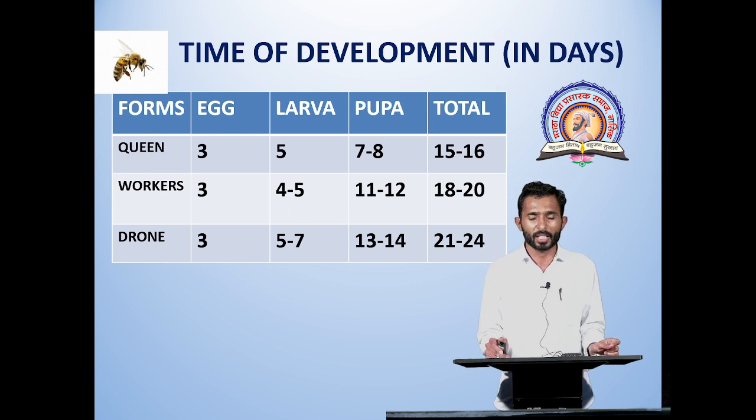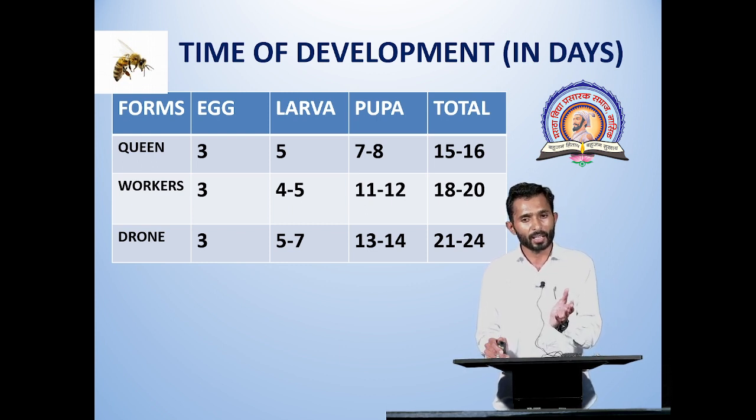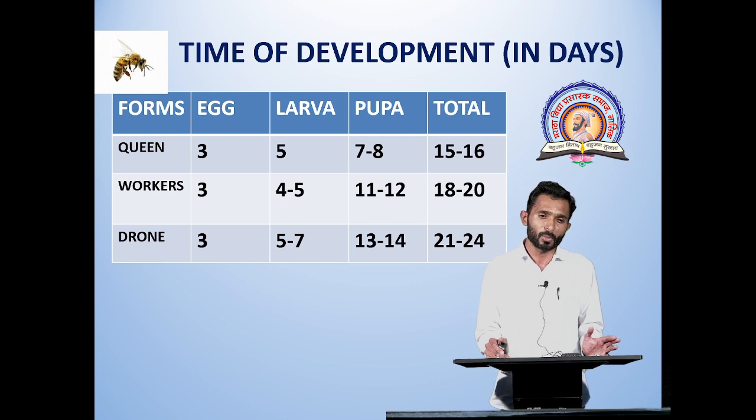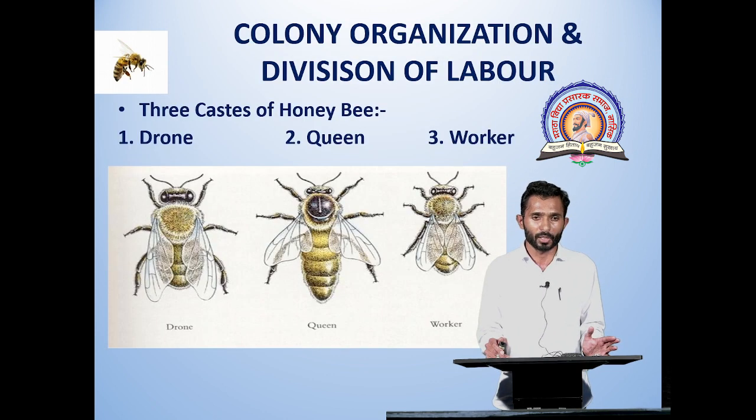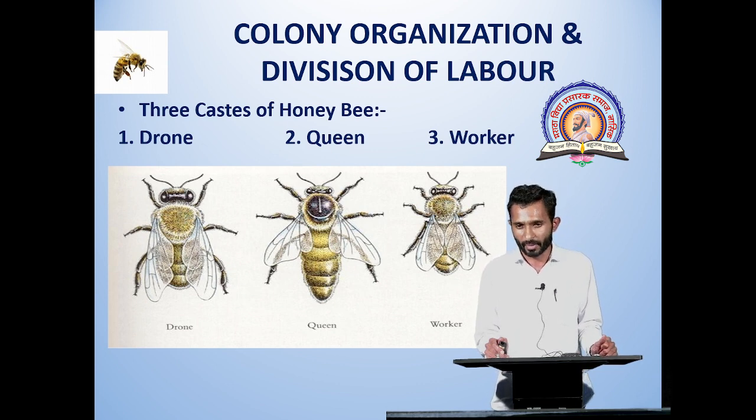But among these, the egg takes 3 days, and larva, pupa and adult vary according to the metamorphosis in the particular bees. Now the colonial organization and division of labor.